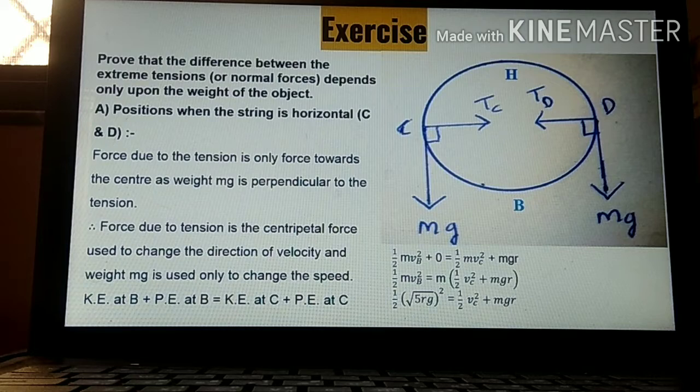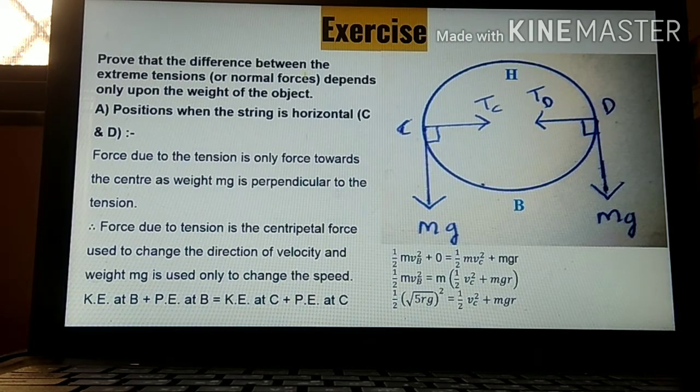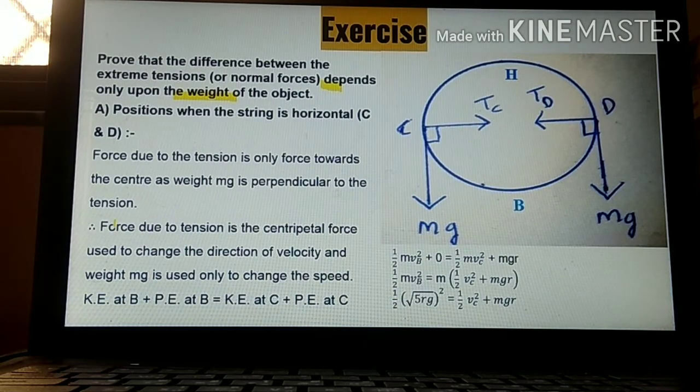Okay. Over here, what we have to prove is that the difference between the extreme tensions depends only upon the weight. For this, what we'll be assuming, you can see whenever the bob is at point C, tension is in this direction towards the center, and the bob's weight is felt in the downward direction. So both are perpendicular to each other.